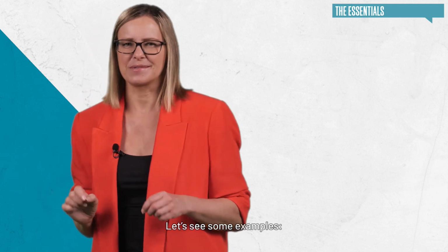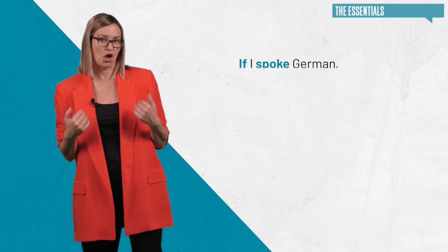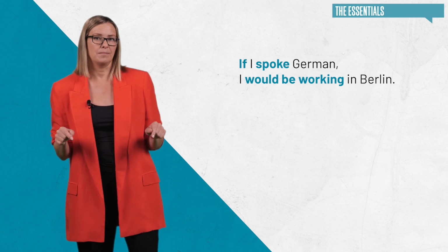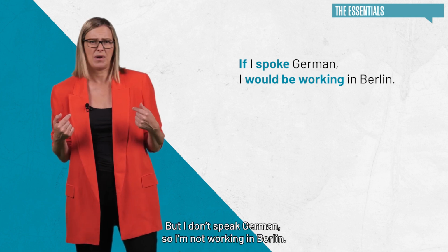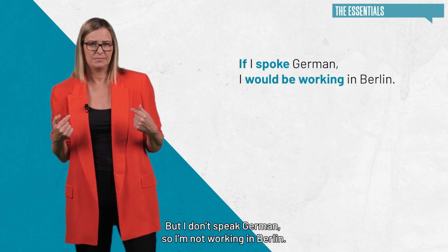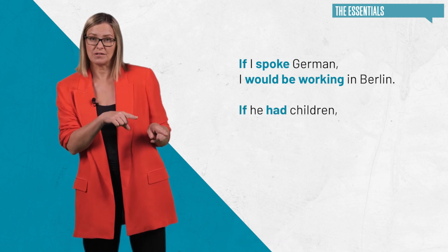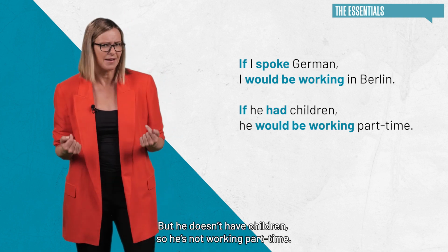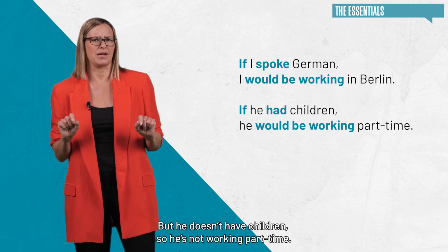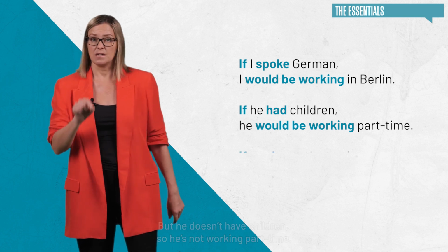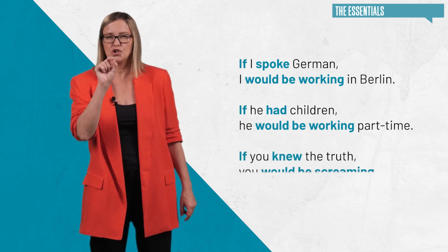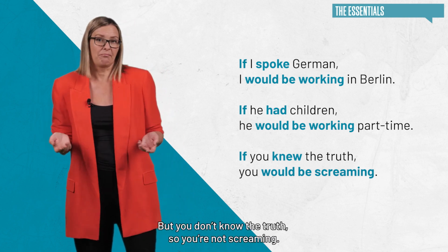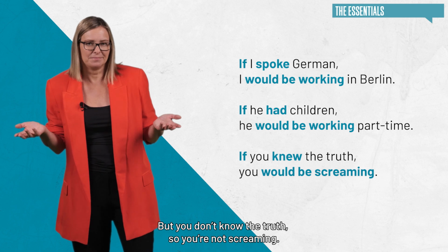Let's see some examples. If I spoke German, I would be working in Berlin. But I don't speak German, so I'm not working in Berlin. If he had children, he would be working part-time. But he doesn't have children, so he's not working part-time. If you knew the truth, you would be screaming. But you don't know the truth, so you're not screaming.